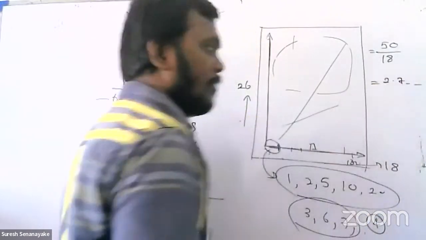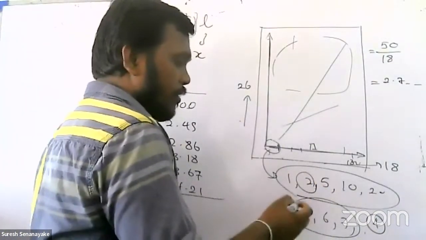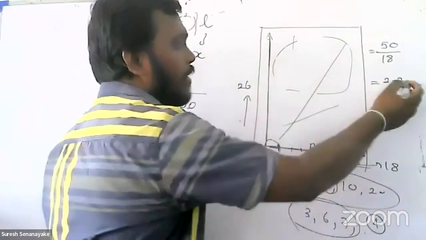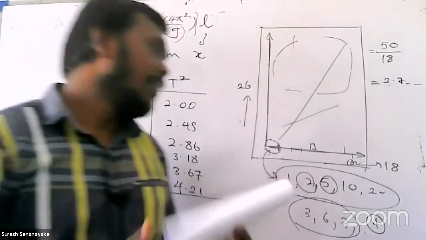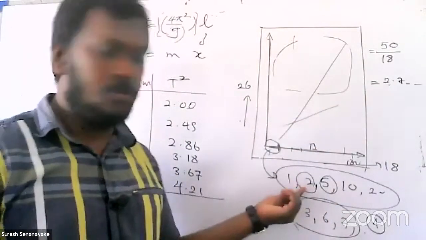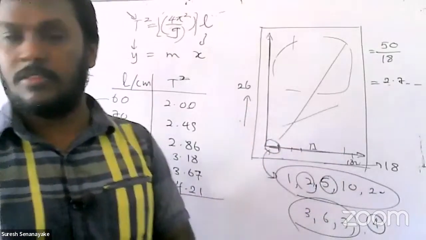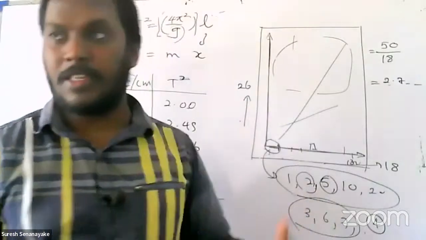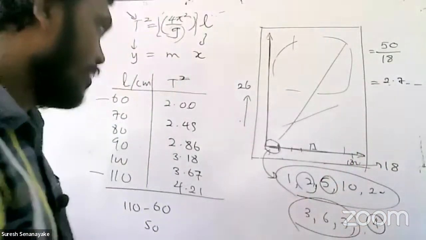So you cannot choose 2.7. You can choose 2, then 5. So you can take 1 square as 5, because if you choose 2, it is not enough to represent. But if you use 5, it is much bigger, right? I will tell you next how you can do it.